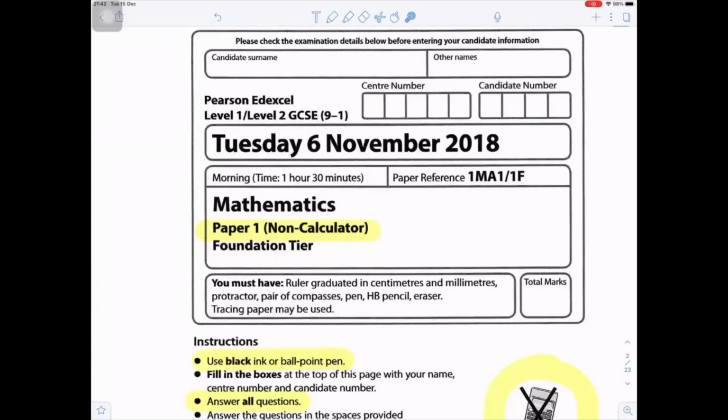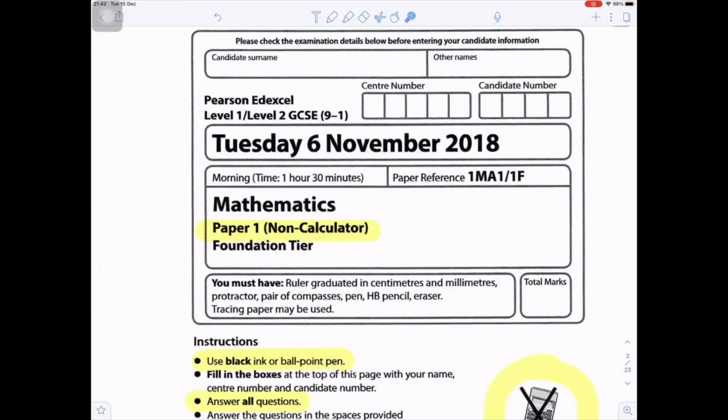Mathematics, Paper 1, Tuesday, 6 November 2018. Let's just go through some of the instructions and see what the important things you need to know are.